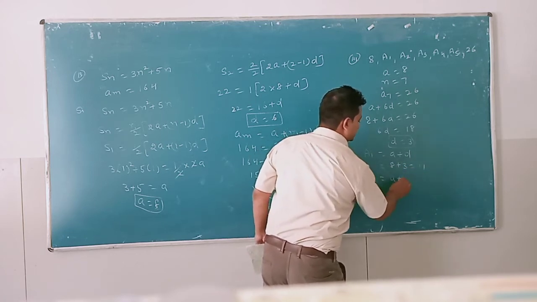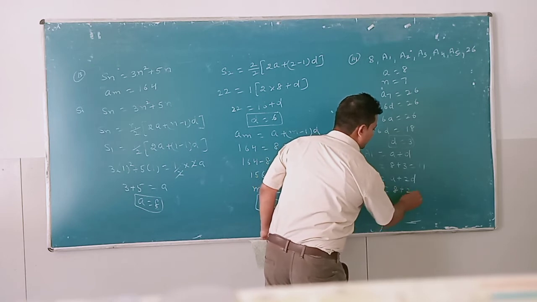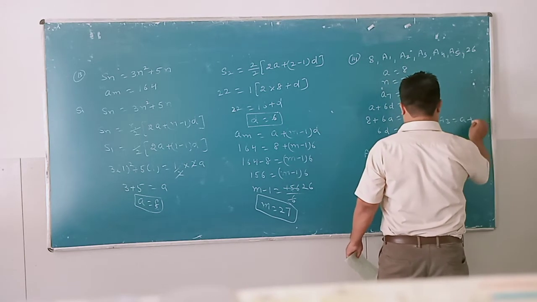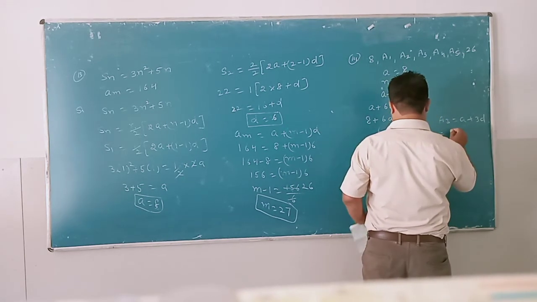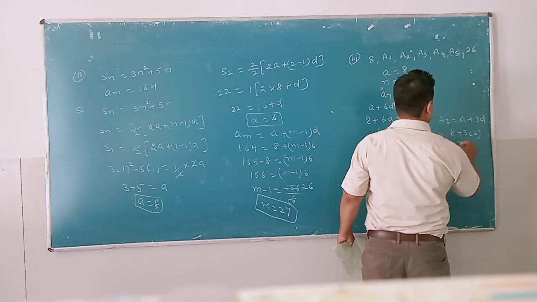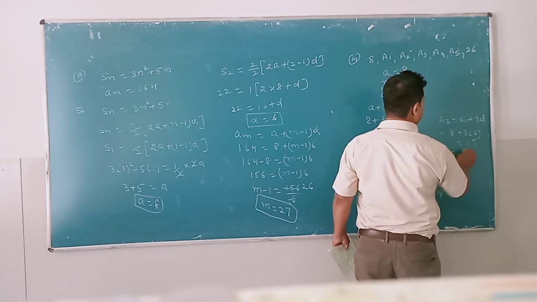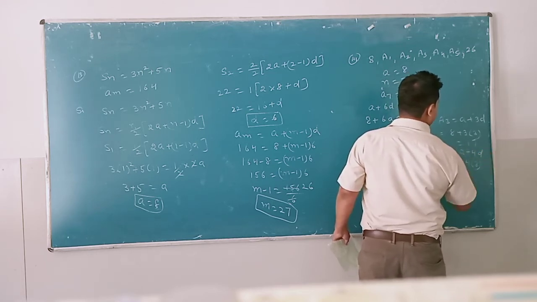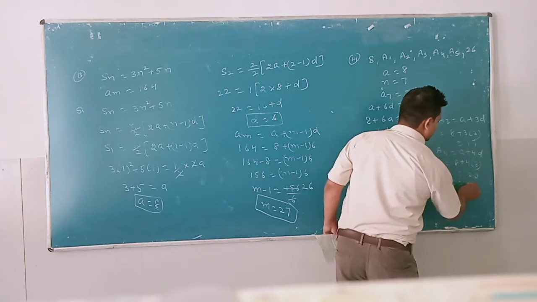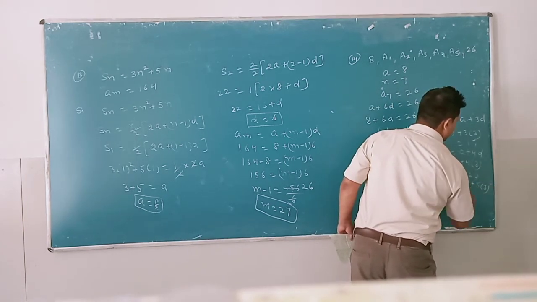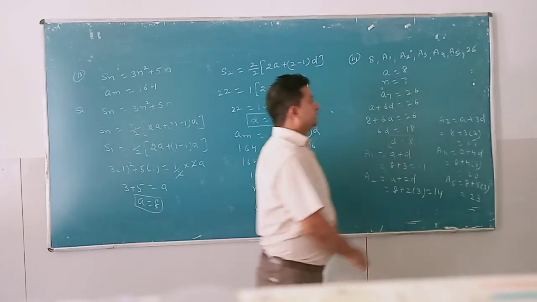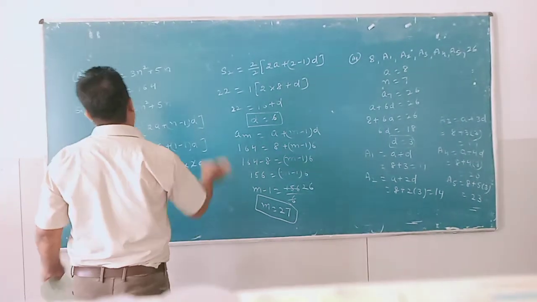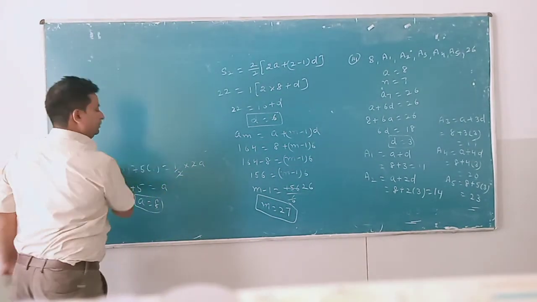A2 is a plus 2d, 8 plus 2 into 3. This is 14. A3 is a plus 3d, where a is 8, 3 into 3. This is 17. A4 is a plus 4d, this is 8 plus 4 into 3. This is 20. And A5 is 8 plus 5 into 3. This is 23. These are the 5 arithmetic means between 8 and 26. So the sequence is in AP.